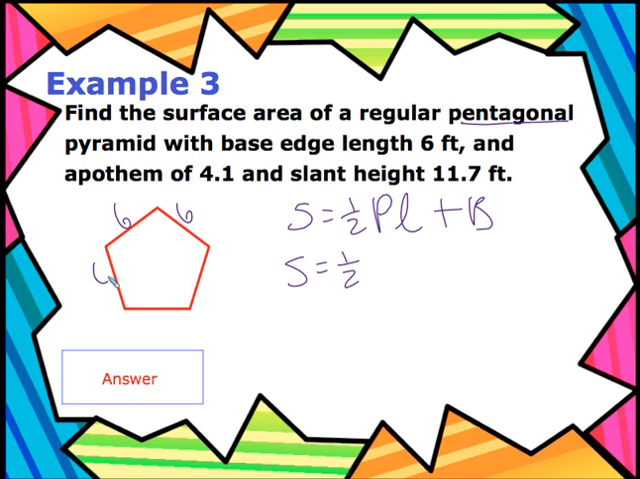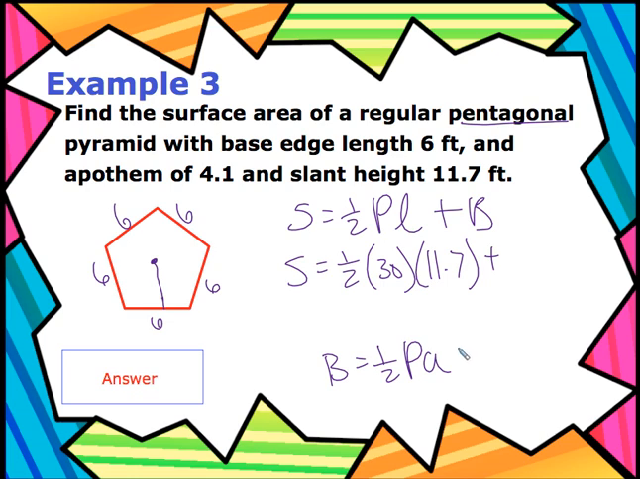So we have 6 times 5, which makes the perimeter 30. The slant height is 11.7. Then area of the base is what we put here. But to get area of the base, you do 1/2 perimeter times apothem. So 1/2 the perimeter, which we've already found is 30. We're given the apothem is 4.1. So 4.1 times 30 times 1/2 is 61.5. So capital B is 61.5.